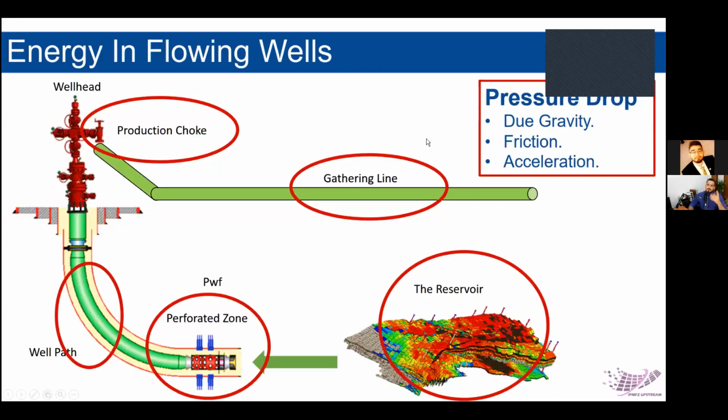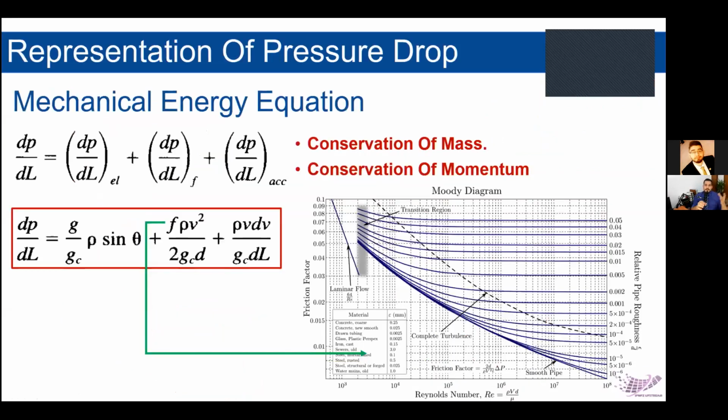We talked about these three terms that make a pressure drop. Let's see how we can mathematically represent those. We have this equation that's called the mechanical energy equation. I am sure some of you have already seen this. This mechanical energy equation is sometimes called the general energy equation. It consists of three parts.